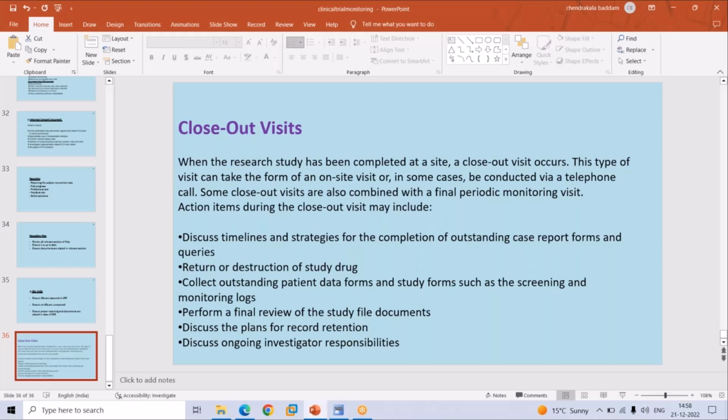So this is the closeout. At the closing of the study, the monitor will visit the site. It can be a telephonic visit, it can be an on-site visit, or some closeout visits will be combined with the final periodic visit. When the research study has been completed, the closeout visit will occur. So it's a final check.